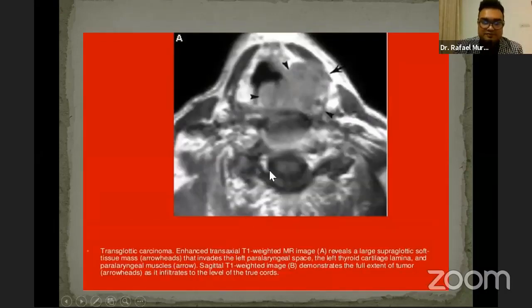Next slide, please, sir. This is a transglottic carcinoma, which is an MRI T1-weighted image. This enhanced transaxial T1-weighted image reveals a large supraglottic soft tissue mass, arrowhead, that invades the left paralaryngeal space and the left thyroid cartilage lamina, and paralaryngeal muscles. And sagittal T1-weighted image demonstrates the full extent of the tumor as it infiltrates the level of the true cords. Next slide, please, sir.